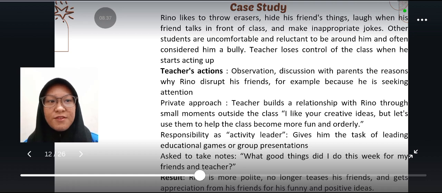Responsibility as an active leader. He has to take notes: what good things did I do this week for my friends and teacher? The result: he is more polite, no longer teases his friends, and gets appreciation from his friends for his funny and positive ideas.